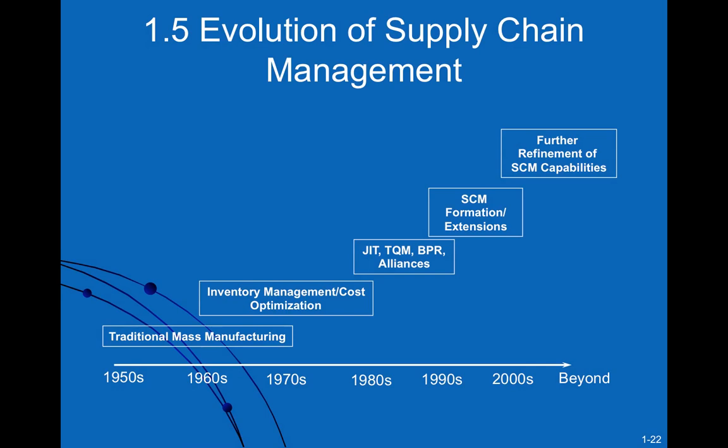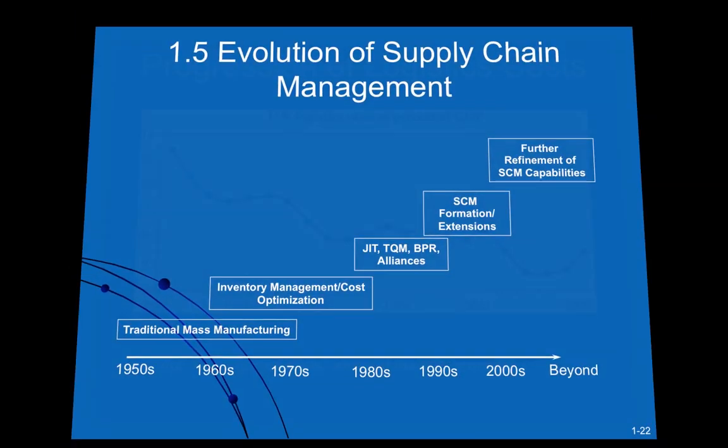Just showing you over time that supply chain management has evolved from the 50s, traditional mass manufacturing, inventory management, cost optimization, just-in-time, business process reengineering, and so on, strategic alliances in the 80s, and then we have supply chain formation and extension, so people are beginning to talk about collaborating a bit more, and then currently looking at refining supply chain capabilities, maybe doing greater partnering and collaboration, and really trying to optimize global supply chains.